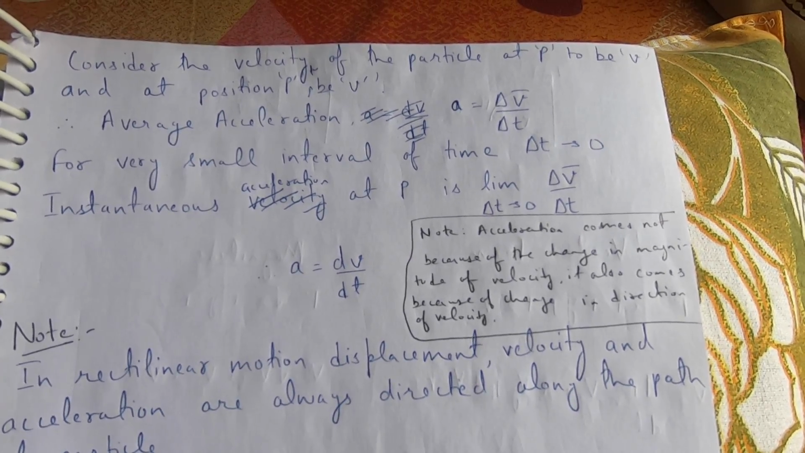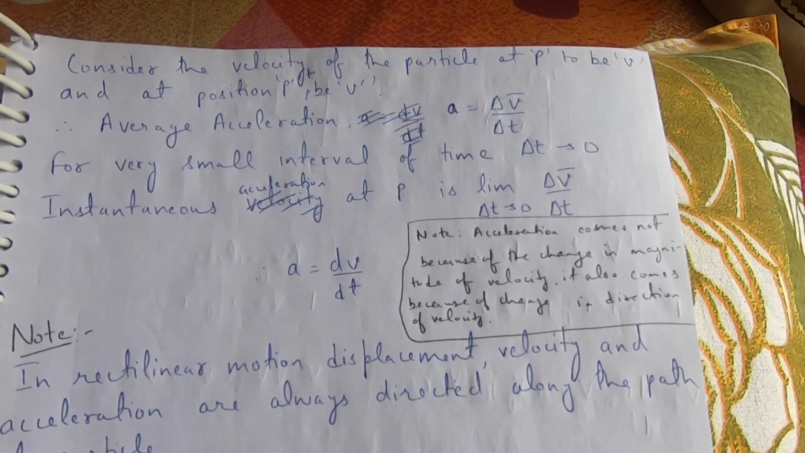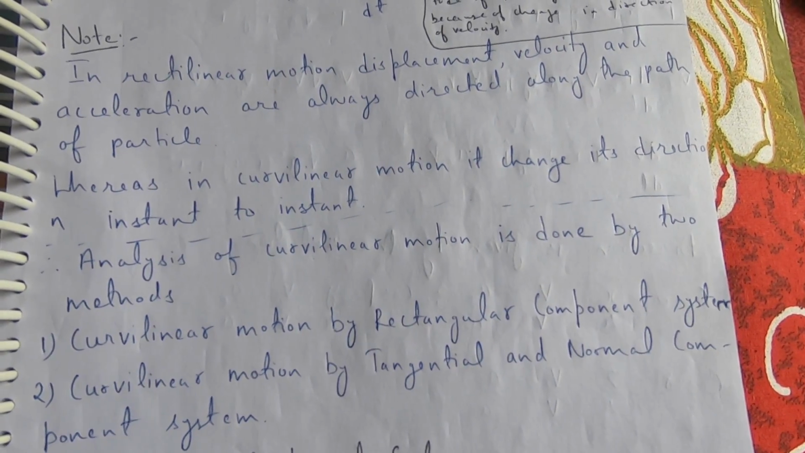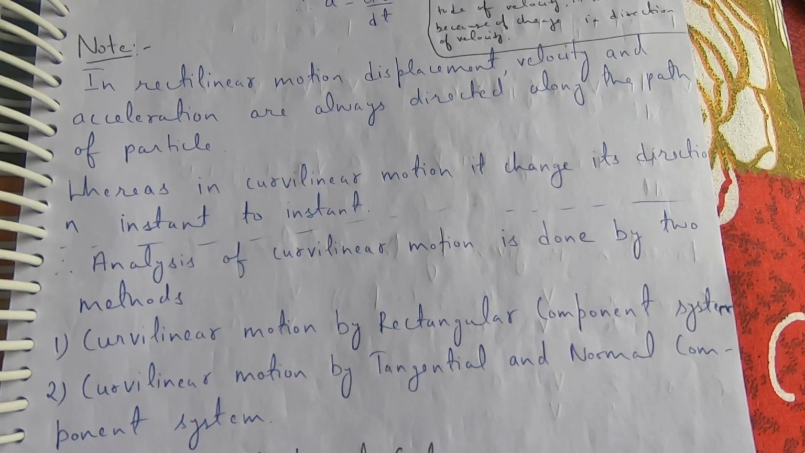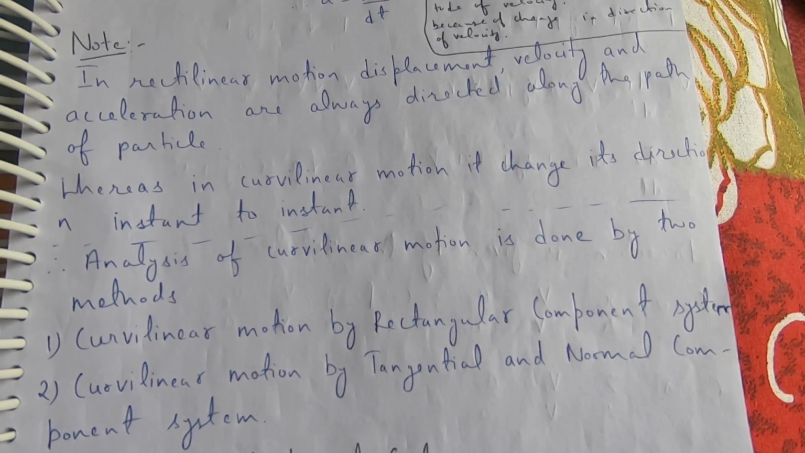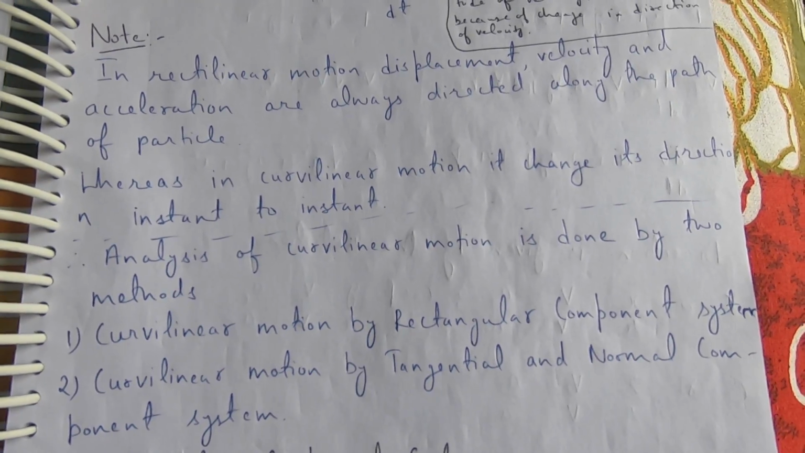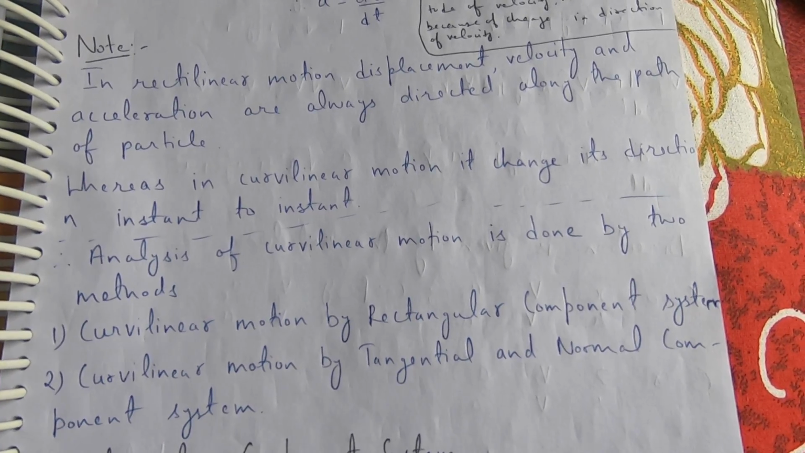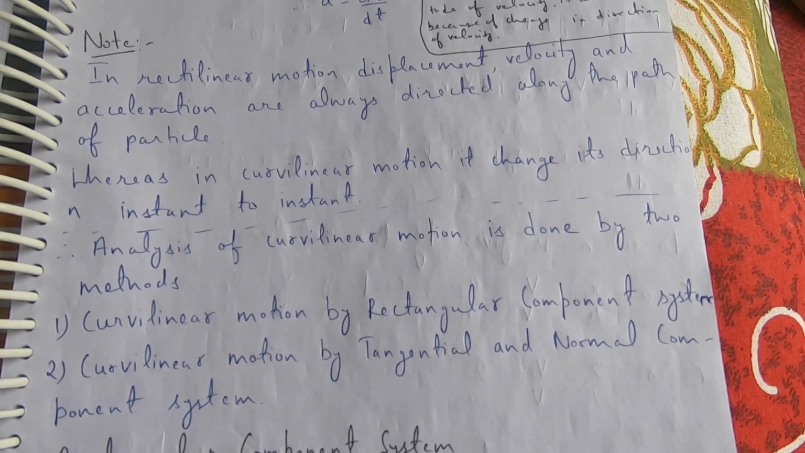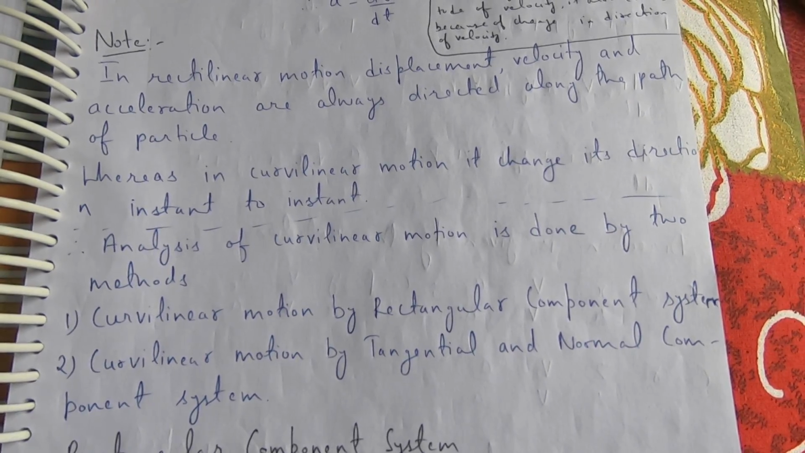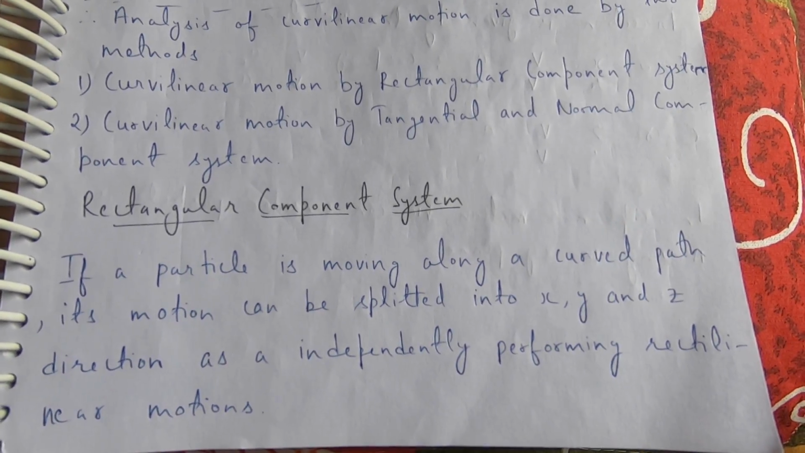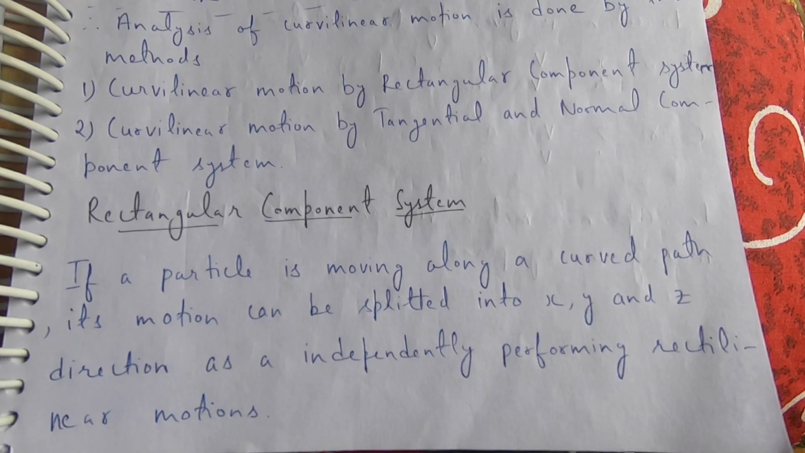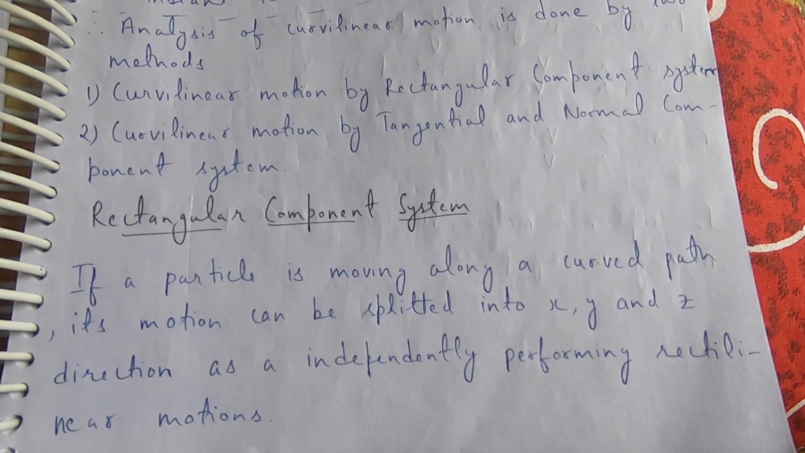Note: acceleration comes not only because of the change in magnitude of velocity, it also comes because of the change in direction of velocity. In rectilinear motion, displacement, velocity and acceleration are always directed along the path of the particle, whereas in curvilinear motion the direction changes instant to instant. Therefore, analysis of curvilinear motion is done by two methods: curvilinear motion by rectangular component system, and curvilinear motion by tangential and normal component system. Rectangular component system: if a particle is moving along a curved path, its motion can be split into x, y and z directions as independently performing rectilinear motion.